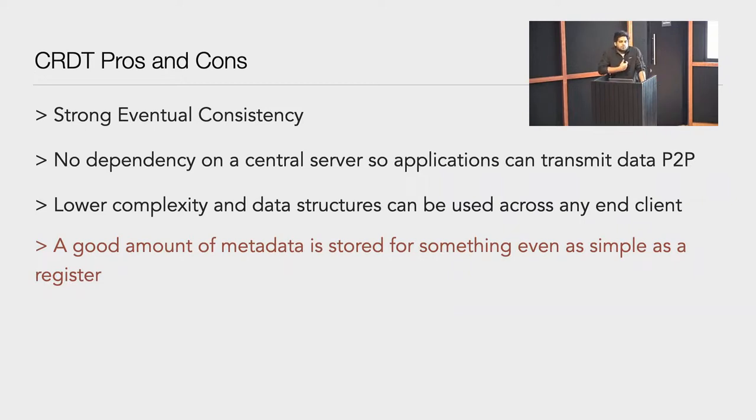Now, just to give you an example, if you're using an array, the typical size of a CRDT array would be anywhere from 3 to 5 times the original size of your array at minimum, because it needs to store a good amount of information for it to know what is going on and to be able to do all of these things that we have spoken about.